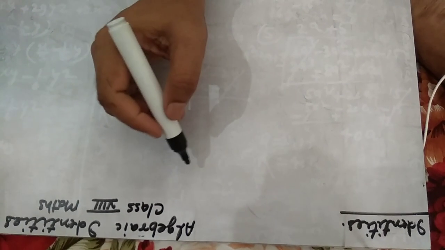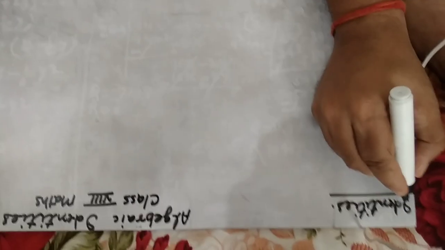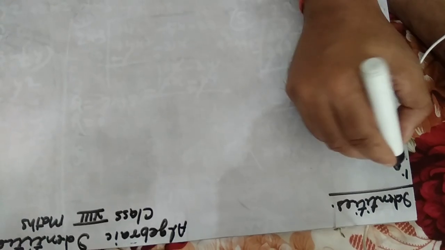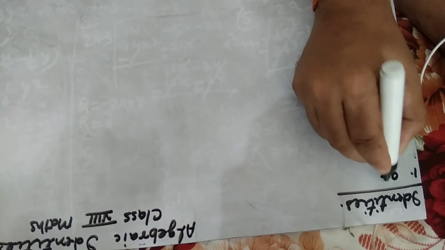Today we will study about algebraic identities. In this class you have to study three algebraic identities which are stated below. The first is (a plus b) square.